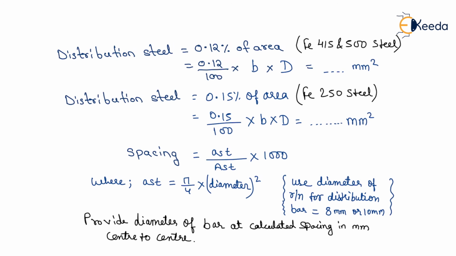Now we will calculate spacing, and its formula is small ast upon capital AST into 1000, where small ast equals pi by 4 into diameter square. Use diameter of reinforcement for distribution bar equals 8 mm or 10 mm. Therefore, provide diameter of bar at calculated spacing in mm center to center.